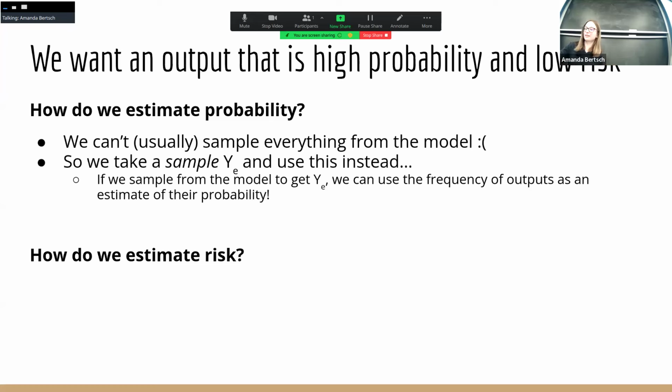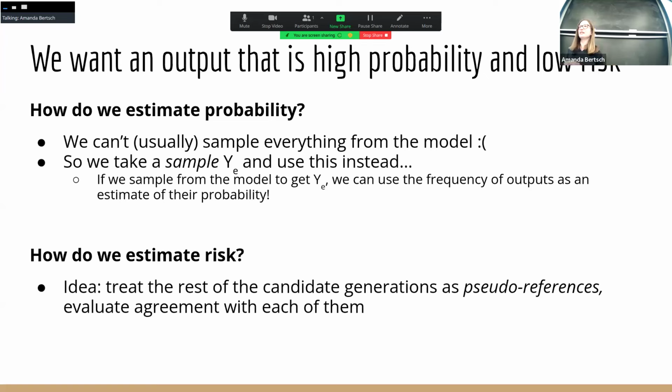How do we estimate risk? The idea here is that we have a bunch of other things in this set of outputs, and we can treat those as pseudo-references, right? We can evaluate agreement between the thing we're looking at and each of those other references. And this is the same idea as calculating similarity in diverse beam search. We're going to use some kind of metric to compare how similar these things are. This metric could be anything you use downstream. It could be an n-gram overlap metric like ROUGE or BLEU, or it could also be something neural or semantic like BERTScore or BARTScore.